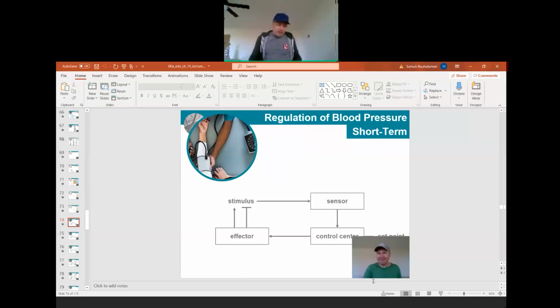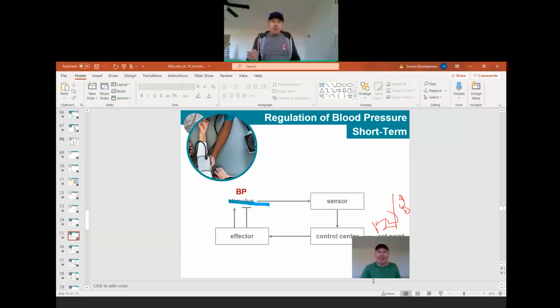Then I wanted to talk really quickly before we wrap up about the regulation of blood pressure. And there's both short-term and long-term regulatory mechanism. And this is where, having learned that homeostatic control mechanism loop becomes very useful. I said that I'm going to explain a lot of things with that. So let's have a look.